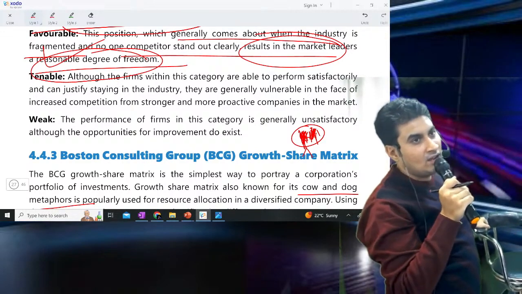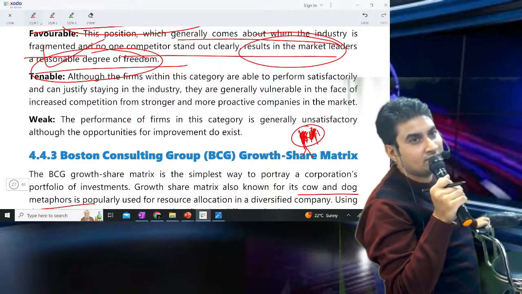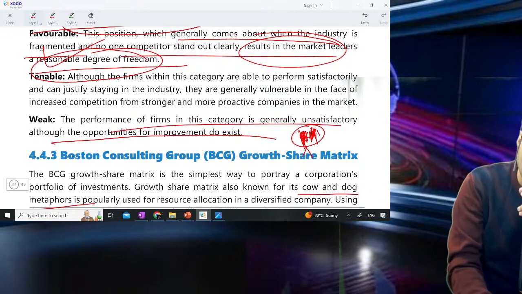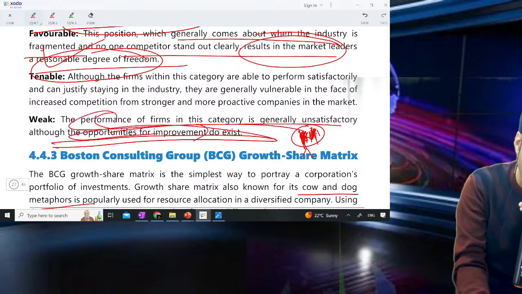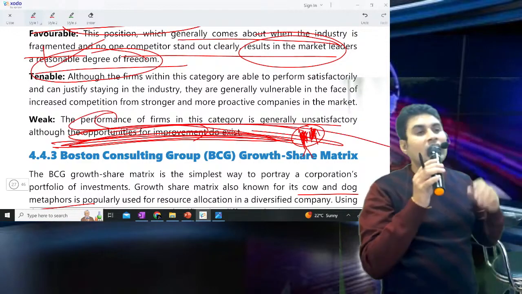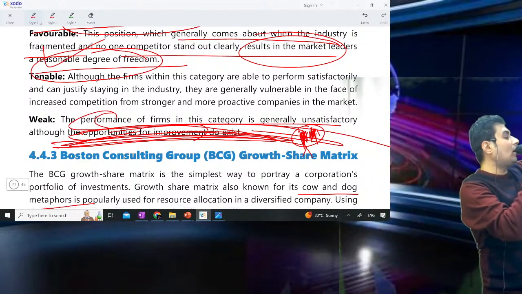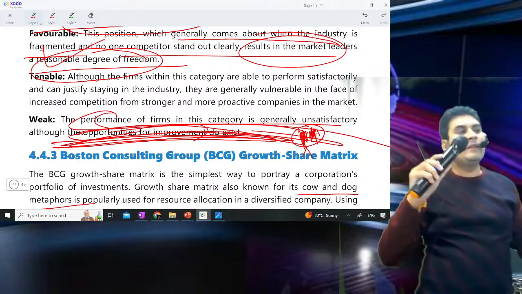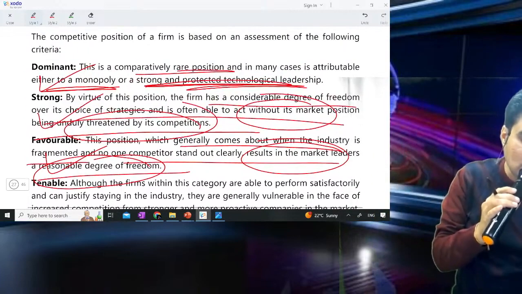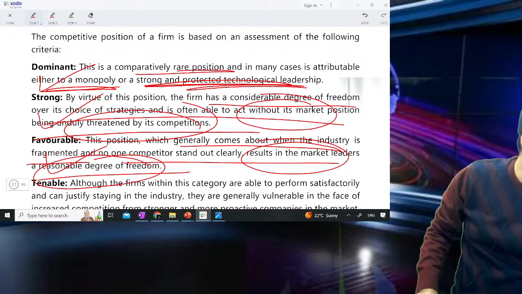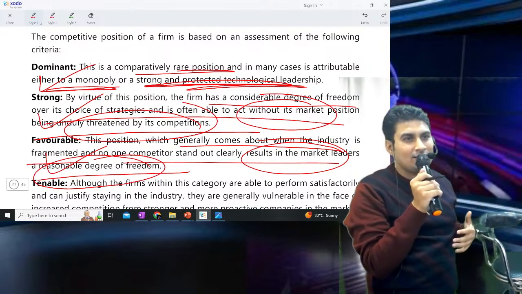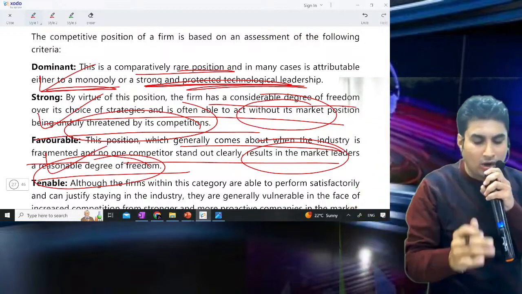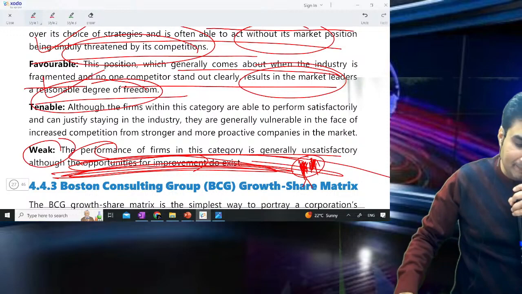What is weak? Every day I ask, why did you give birth to me? Better you could have killed me inside only. My profits are reducing, market share is reducing, I feel I should die. Weak. Tell me the five: dominant, strong, favorable, tenable, weak. One more time. Which one is almost a monopoly? Dominant, where I don't care about you. Strong, where I care, but I have favorable. Tenable, where I am crying. And weak, where I don't deserve to be born. Clear? All examples are ready.